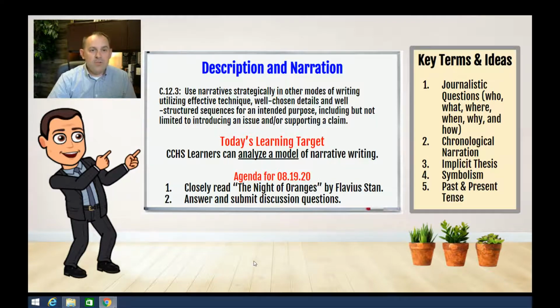That's the question I want you to answer. Why did the author choose to write about a past event in present tense? And why is that a good writing strategy for narration? What does it give you, the reader, to read about a past event in present tense?